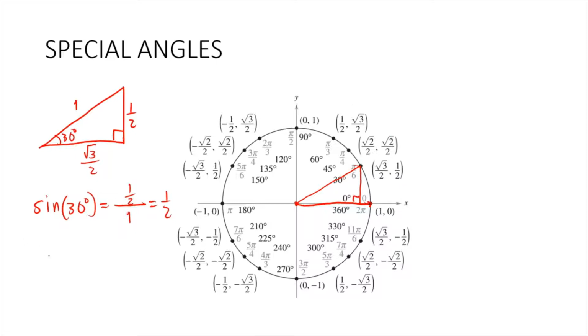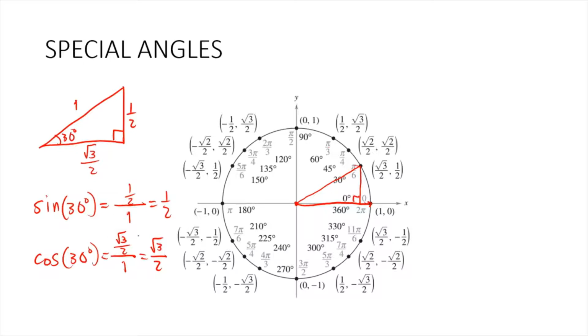How about cosine of 30 degrees? Cosine of 30 degrees is the ratio between the adjacent side, in this case square root of 3 over 2, divided by the hypotenuse, which is 1. And so the value of the cosine of 30 degrees is square root of 3 over 2, which is the x component of the ordered pair.